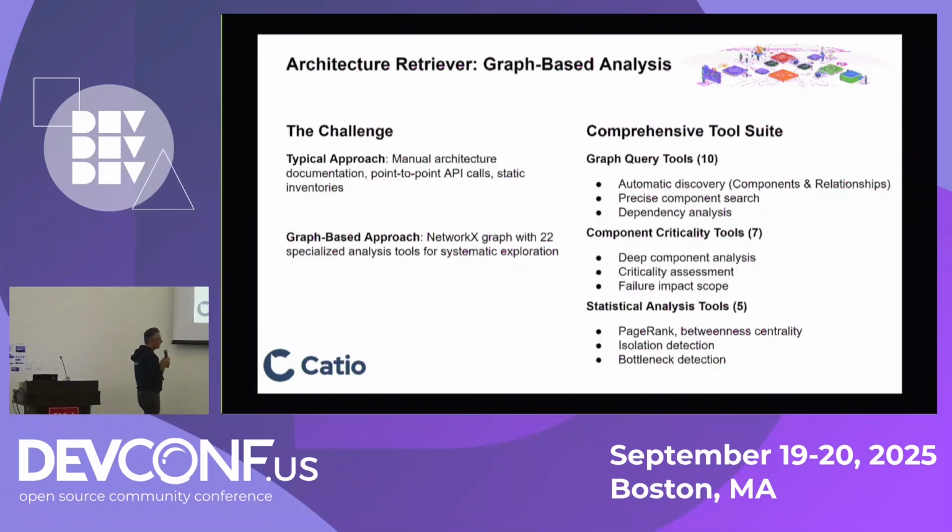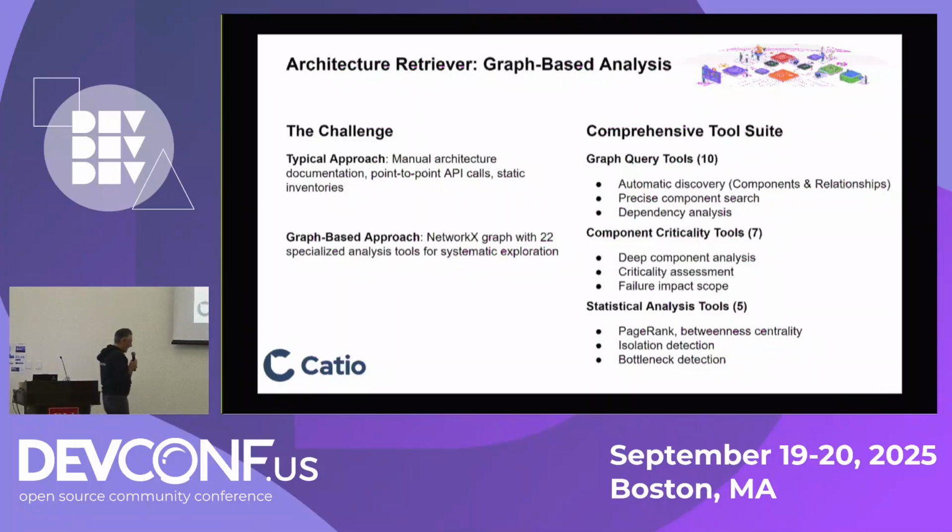What we have taken is a graph-based approach. So we have a NetworkX graph with 22 specialized analysis tools to do this. There are 3 types of analysis tools that are available to our agents. So imagine an agent that needs to understand your architecture at a very, very deep level and be able to answer questions about it. The first set of tools is graph query tools.